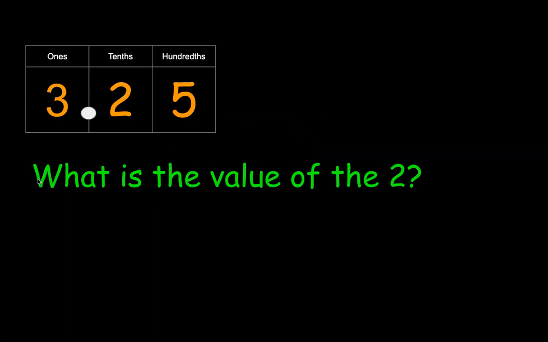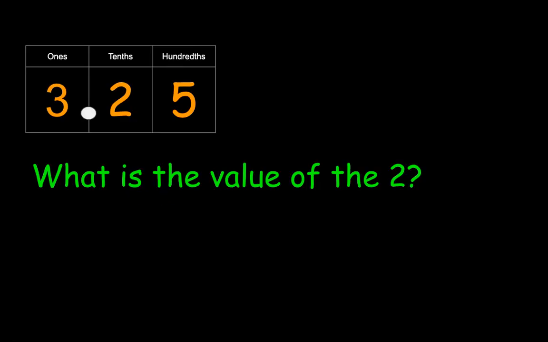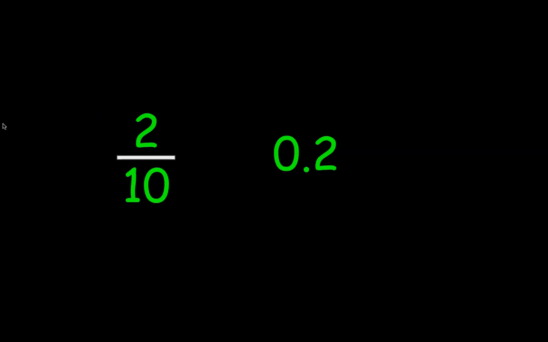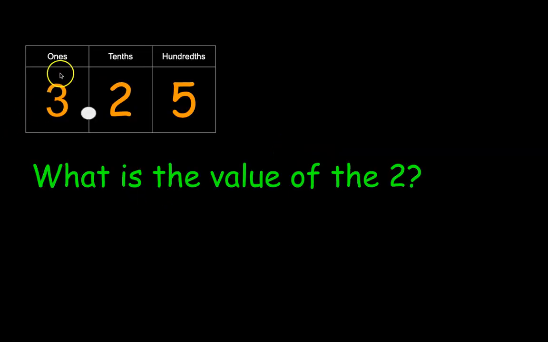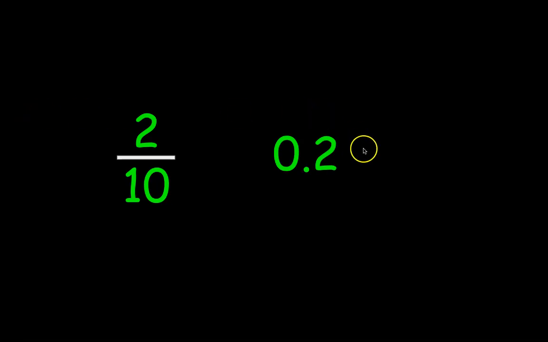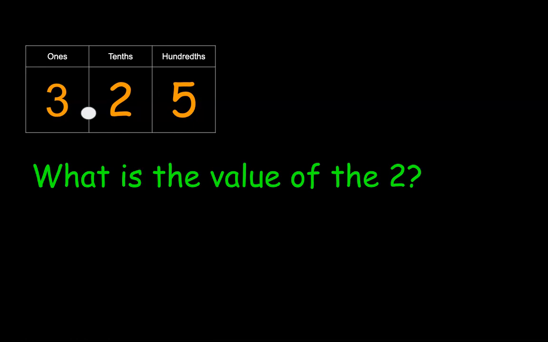Okay, what is the value of the 2? Here I'm going to show you what it actually looks like. It's 2 tenths. See that? 2 tenths, or 0.2. Now, you could have put a 0 here as well, but you don't need to do that. So it would be the same value, but written differently.